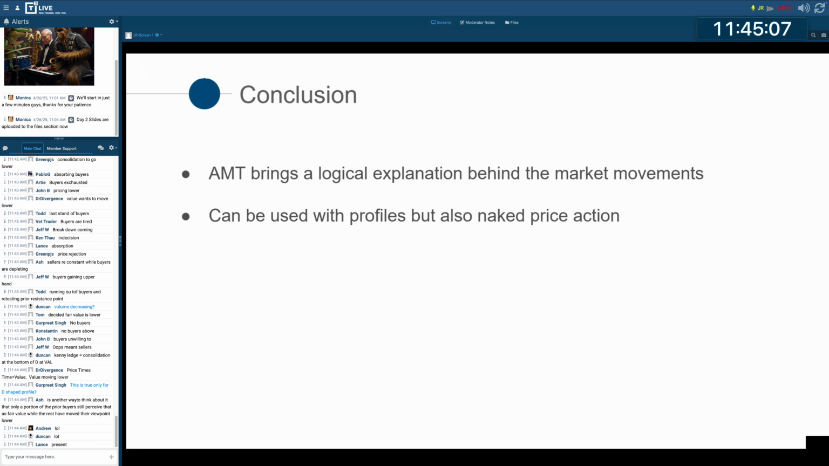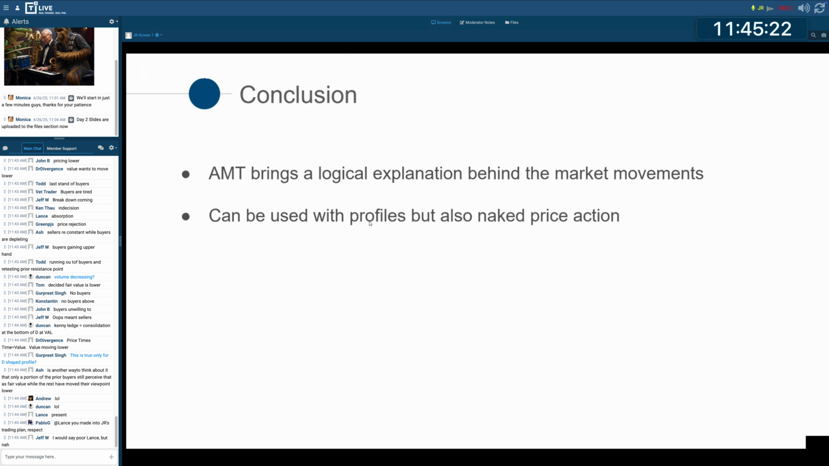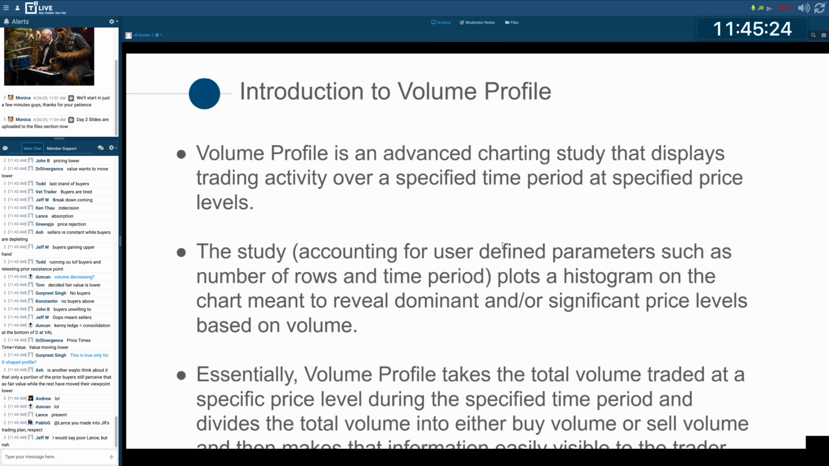So that is really what we're going to be focusing on. But these concepts are essential, guys, to understanding what actually moves price. And we need to have a language with which to describe these phenomena.